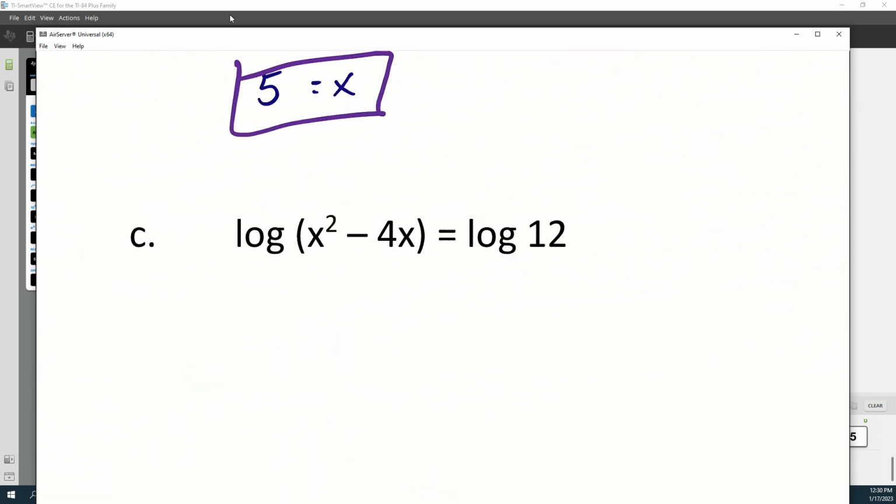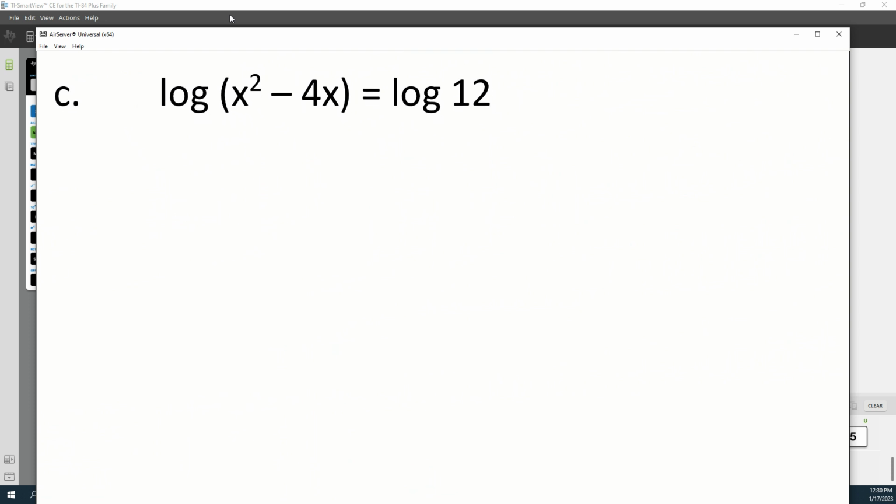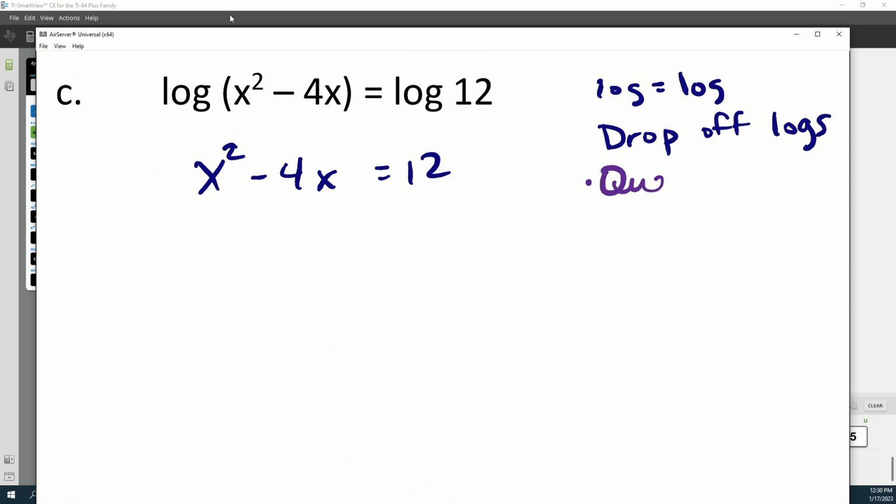All right. So C is where they start getting a little more difficult to solve. All right. So this one is log equals a log. So we're just going to drop off the logs. So x squared minus 4x equals 12. Okay, so this is a quadratic equation.